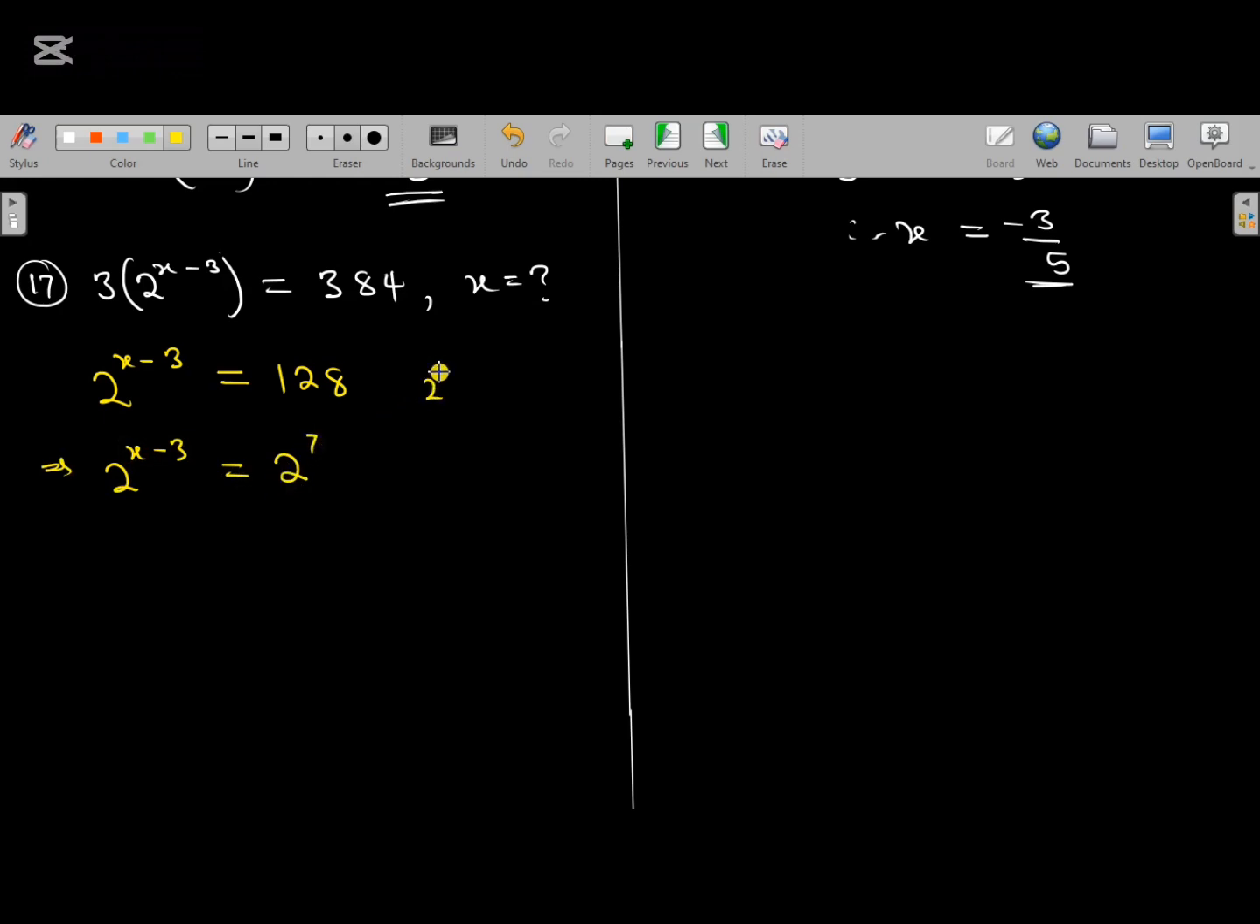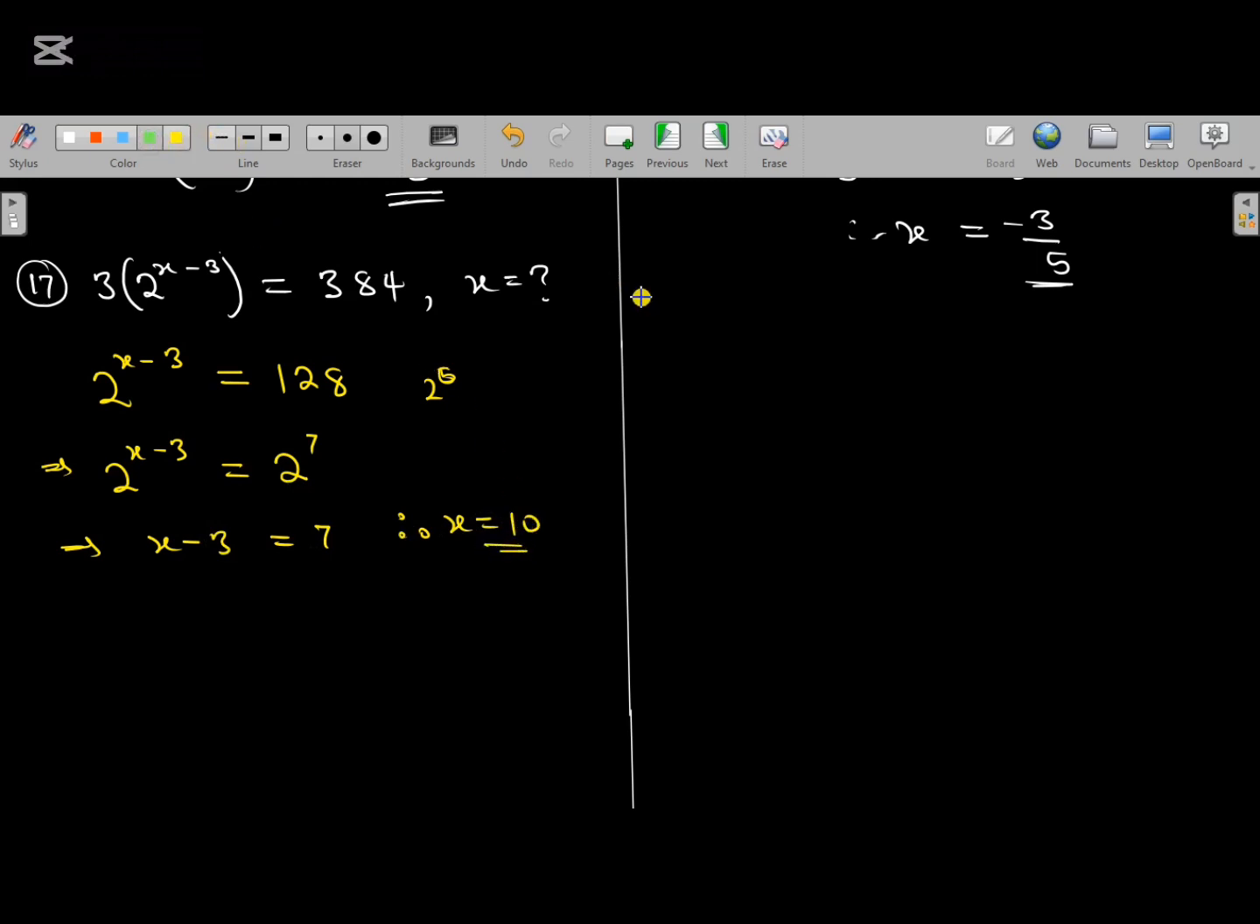Remember that 2 raised to the power of 5 is 32, to the power 6 is 64, and so if you multiply again by 2, you will get 128. Okay? And you are done. This is x minus 3 is equal to 7. Therefore, our x alone will be 7 plus 3, which is equal to 10.